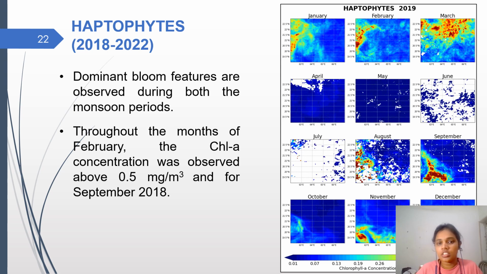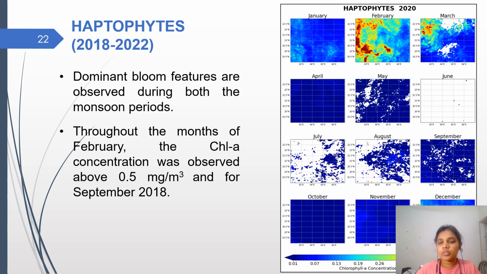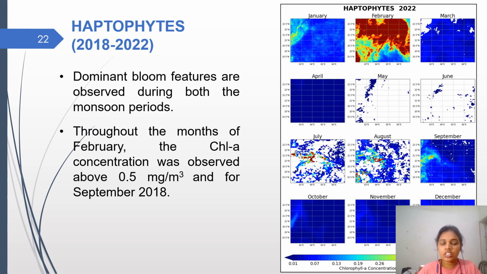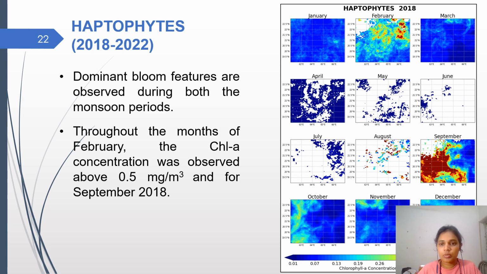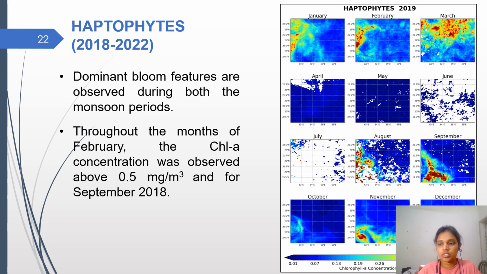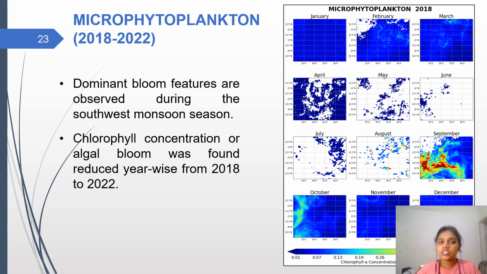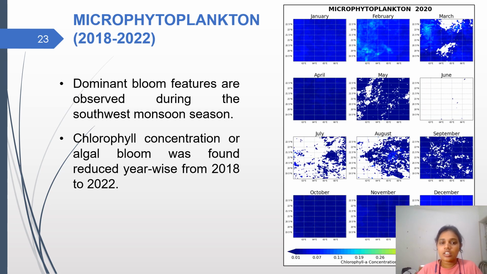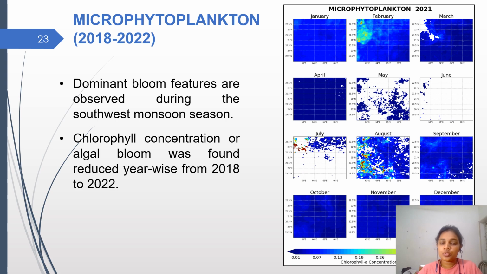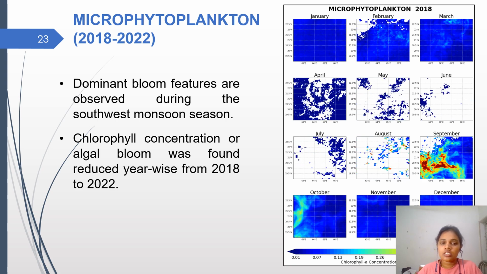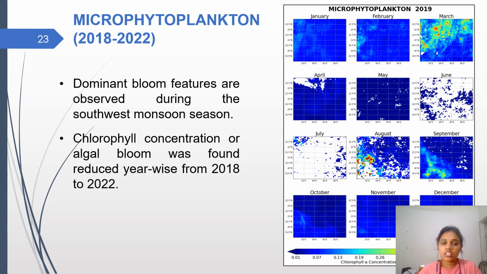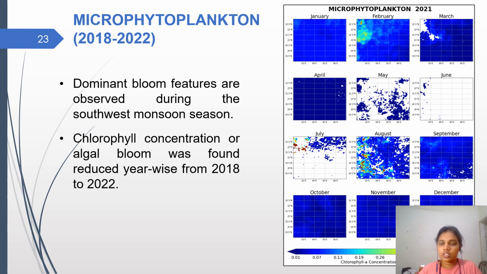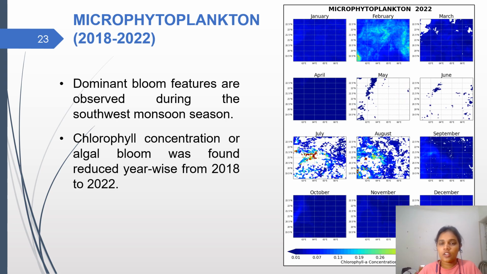This is haptophytes. You can see that during both monsoon periods it is active in high chlorophyll ranges, mostly above 0.5 mg per meter cube, especially in September 2018. This is microplankton, which is a phytoplankton size class. It is observed to be dominant during the southwest monsoon period, and you can see that there is a reduction in areas from 2018 to 2022 for this particular phytoplankton.